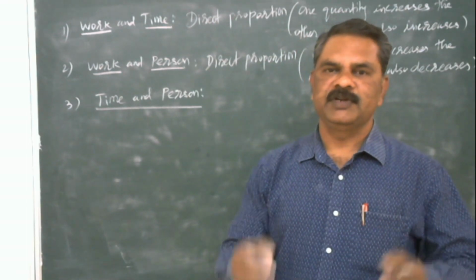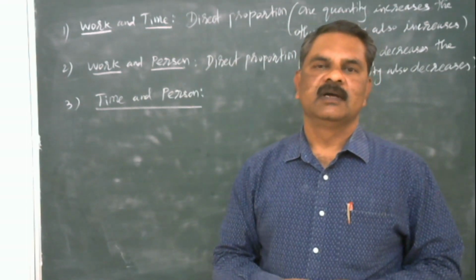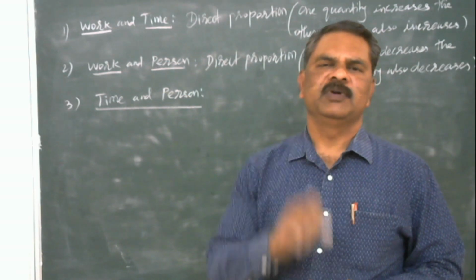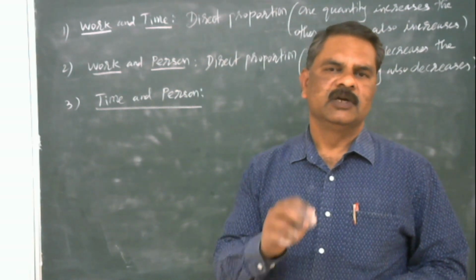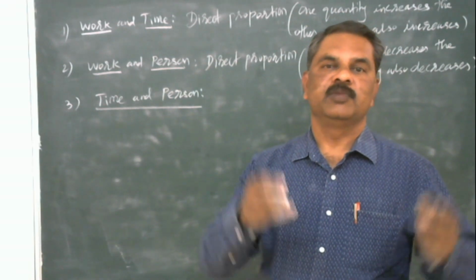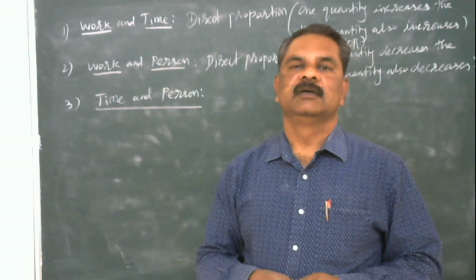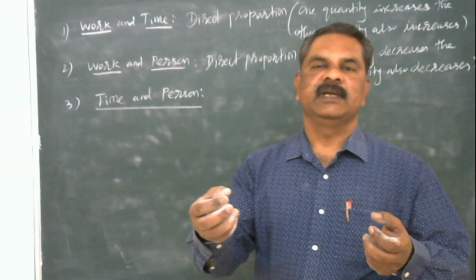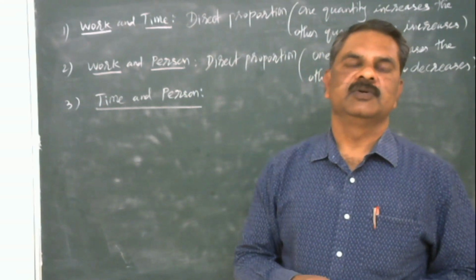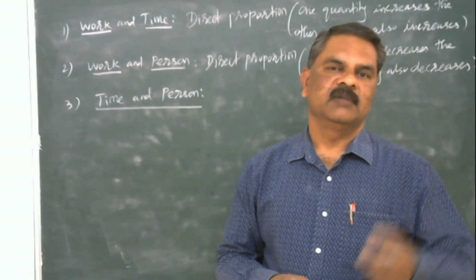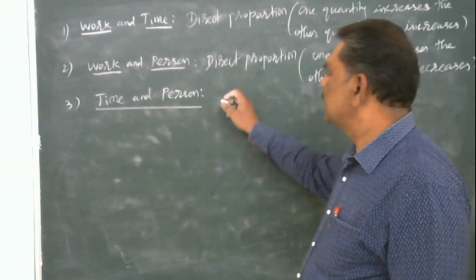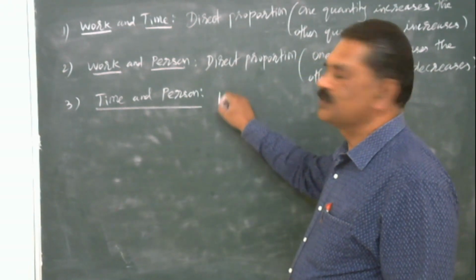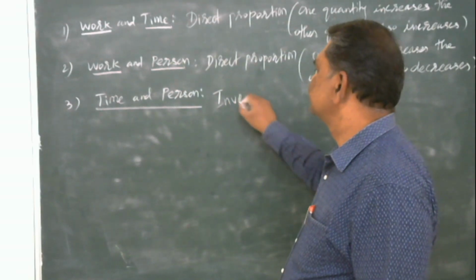For example, you need to construct a house. Okay, just two people only you are appointing or allotting to do the work. It will take so many days. Same time, if you bring some 10 people to do the work, the number of days will decrease. So time and the persons are in inverse proportion. Inverse.